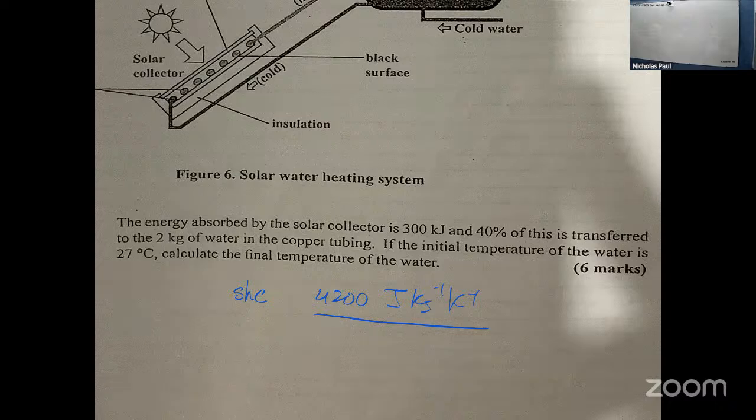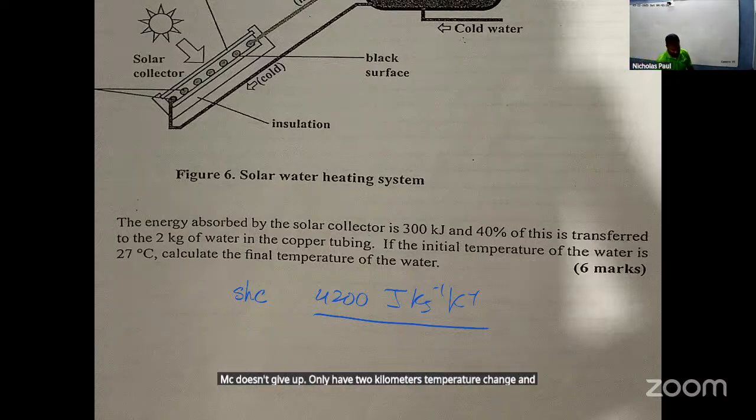Are you done? Hurry up. So what underwent here, temperature change or phase change? Temperature change, right? So we use E is equal to MC delta theta. We only have two formulas: temperature change and phase change.